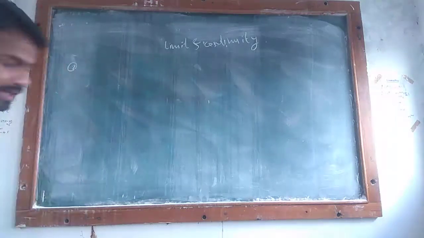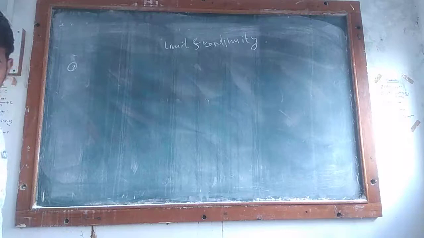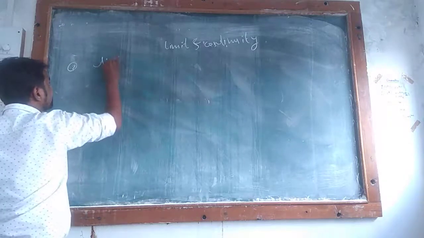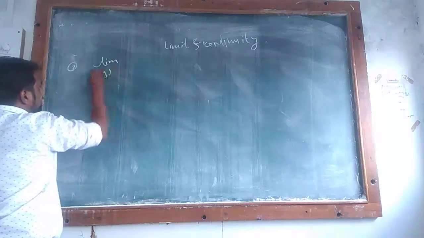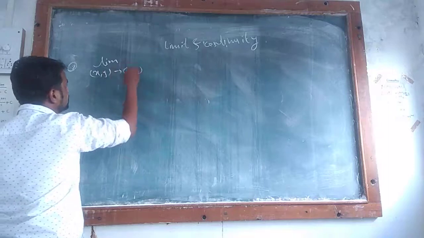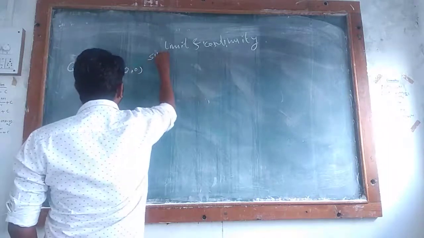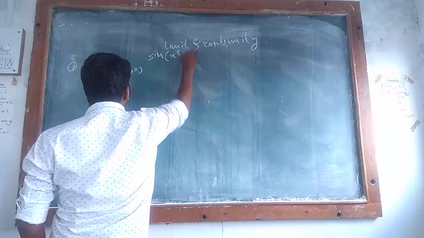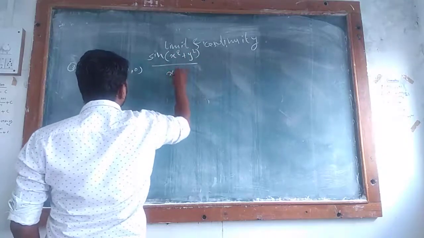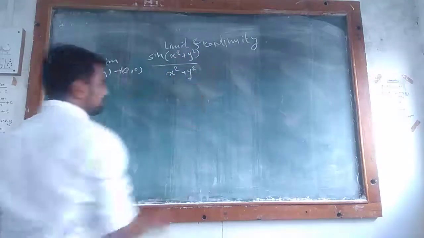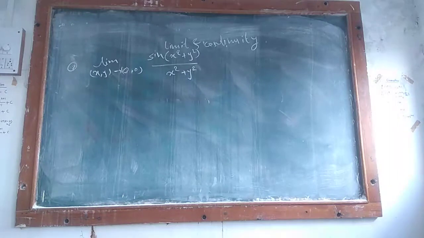But example 2 is: evaluate the limit as (x, y) tends to (0, 0) of sine of (x square plus y square) divided by (x square plus y square).